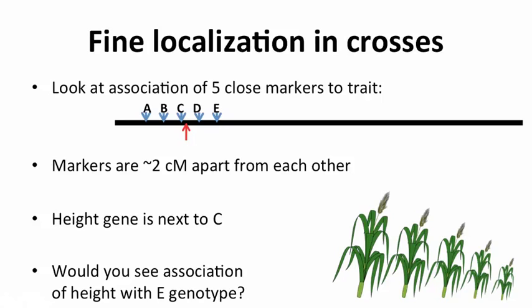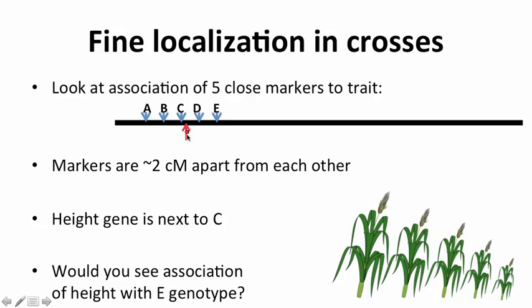So let's dive in. Let's say you're looking at 5 close markers to the trait. These markers are about 2 centimorgans apart from each other. So the alleles of these markers recombine from each other at an average rate of about 2%. Now let's say we're going to put on our divine glasses, where we can see what the actual answer is. With our divine glasses, we see that the height gene is next to C. Now as scientists we don't typically know that, but for this example, let's say that we do.